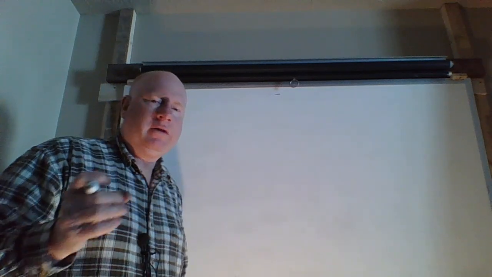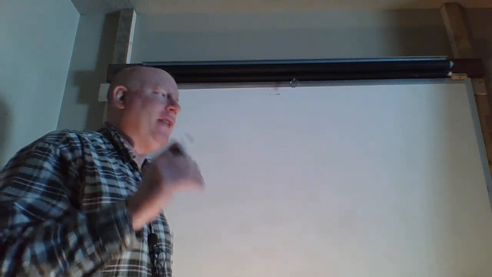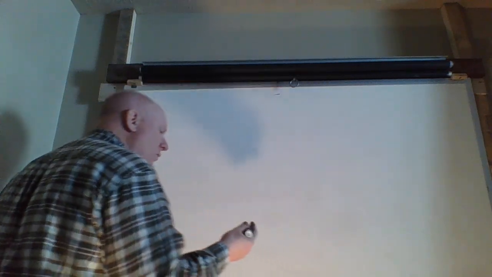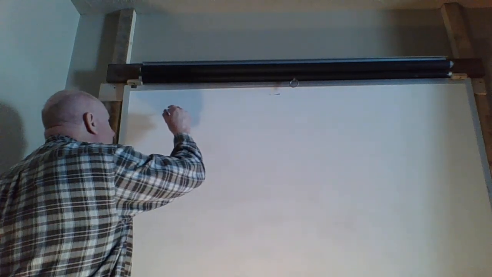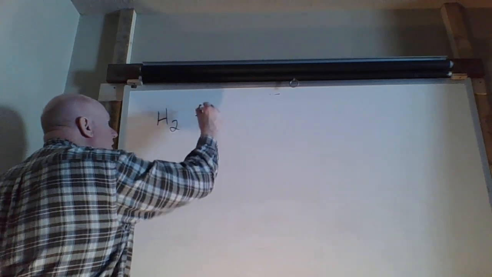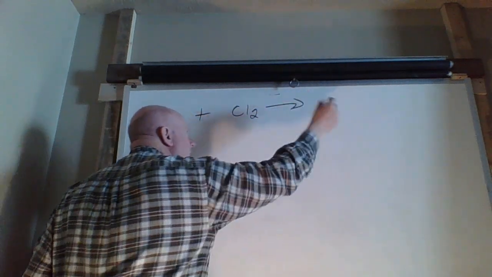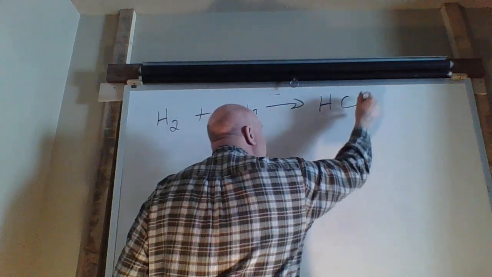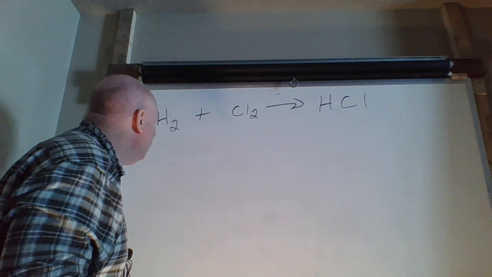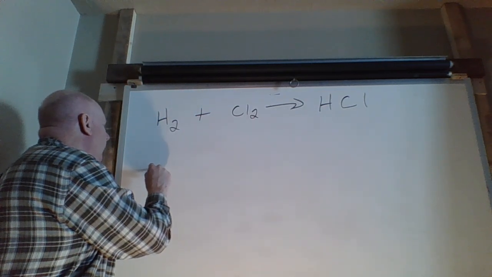So I want to give you some of these reactions and how to balance them so that it does not sneak up on you. We're going to keep it really, really simple here, okay? We're going to do H2 plus Cl2, and when those react, it gives us HCl. Then we'll do something perhaps a little more complex.